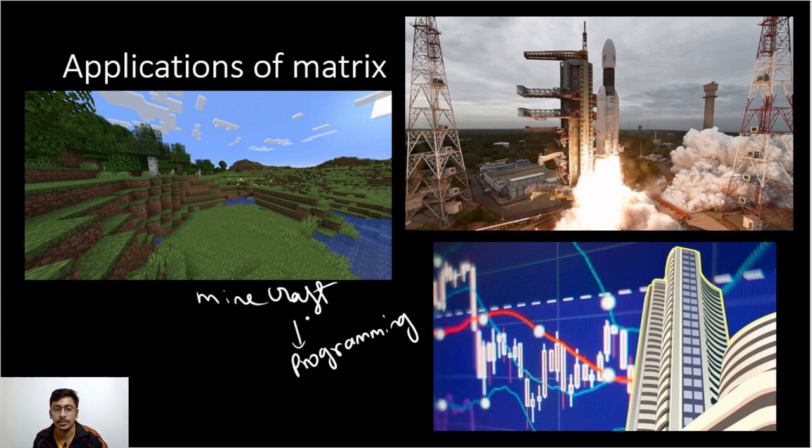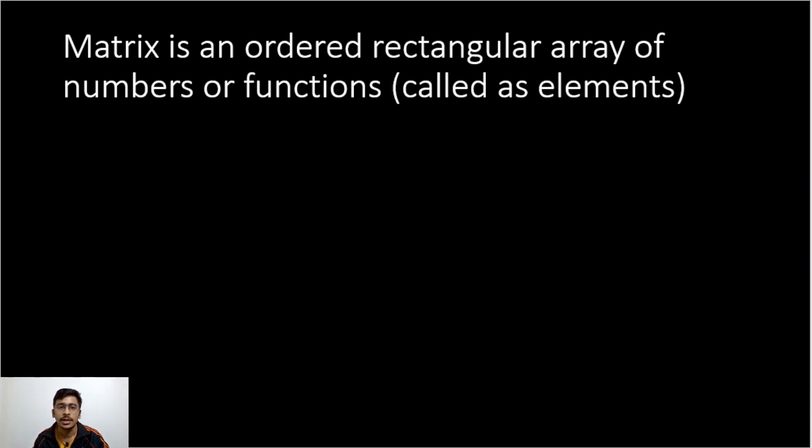Because of programming, I think we should keep an arrow like that. By programming, you can code Minecraft, you can code and simulate rockets, you can also code how stocks work. And in programming, we use a thing called arrays in which we store data, and that is how we apply matrices in programming, and that is how we use matrices all over these places. So what exactly is a matrix?